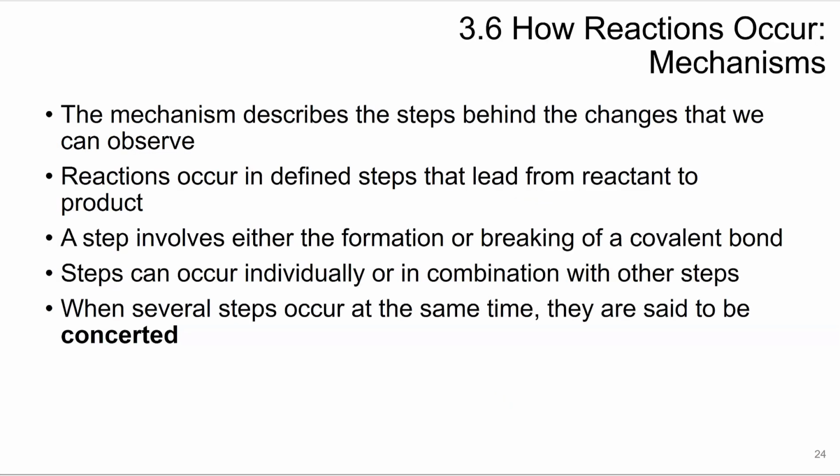So the mechanism can describe how the electrons move, and so we can see the steps behind that and see what changes are occurring. Reactions will occur in defined steps that lead from reactant to product. There are steps that involve forming bonds or breaking covalent bonds, and these can occur one at a time, or they can occur in combinations with other steps. If the bond making and breaking is happening at the same time, this is a concerted reaction. If it's happening one step at a time, a bond is being broken, in another step a bond is being formed, that's a stepwise reaction.